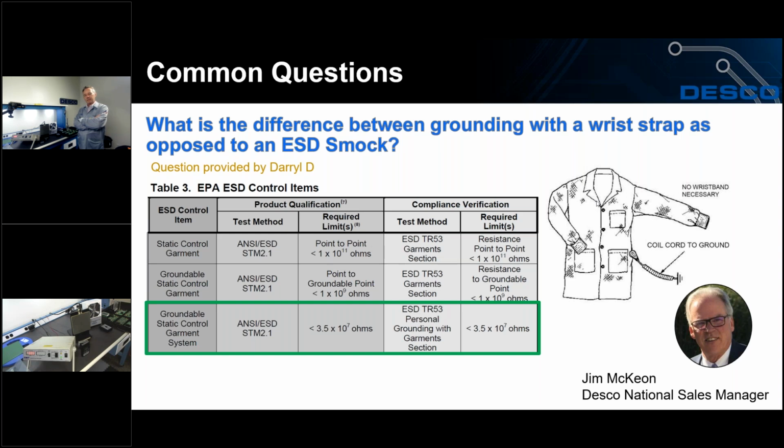The difference is that when you are using your smock as part of your wrist strap grounding system, you need to test the wrist strap the way that you're going to be using it. So you need to wear the smock and test while you're wearing the smock and have the system set up the way you'll be using it during the day. But the required results are the same for both, less than 3.5 times 10 to the 7th. Great, thanks, Jim.